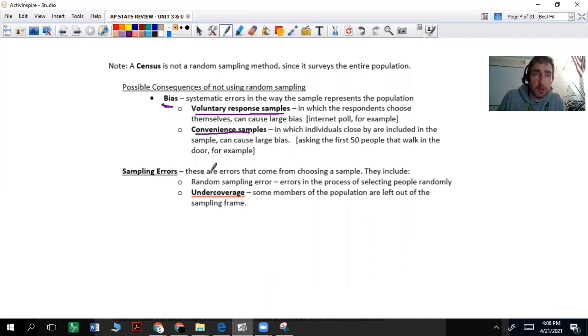So sampling errors can come from random sampling. I mean, there can be random sample errors, but most of the time it's going to be undercoverage, right? Because if you have a voluntary response or convenience sample, you're not going to get everybody that maybe you intended in your population. So those could lead to undercoverage.